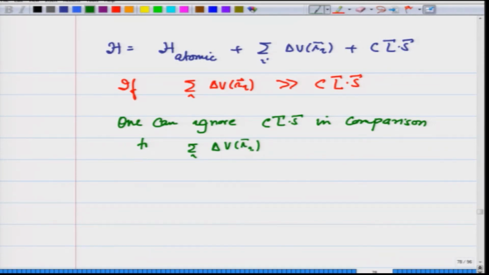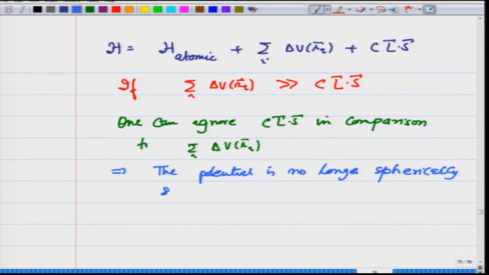So, this delta V(R_i) summed over is called the crystal field, and this is much larger than the spin orbit coupling. So, electrons are not going to get coupled. Now, this is strong and therefore, the symmetry is broken. This means the potential is no longer spherically symmetric. However, we are going to take this delta V(R_i) still in the perturbative sense, in the sense that let us say that this V atomic still dominates.